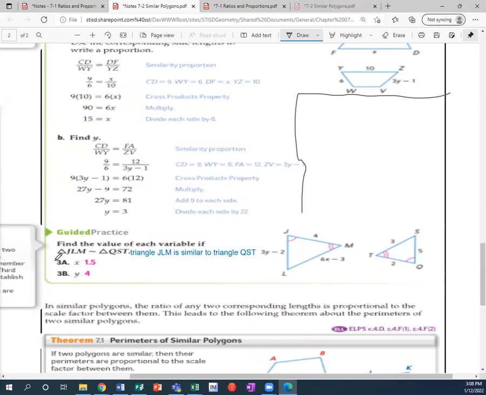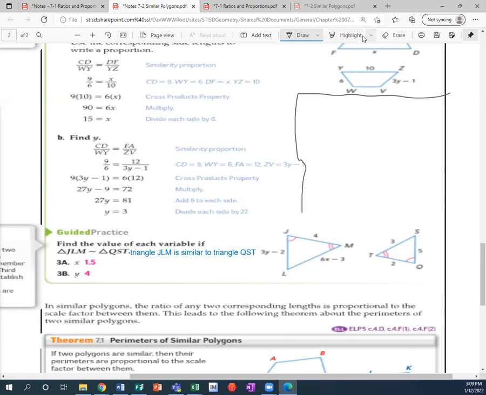It says find the value of each variable if, and then there's this weird set of squigglies. This reads triangle JLM is similar to triangle QST. And I wrote that translation into English right here for you. Triangle JLM is similar to triangle QST.